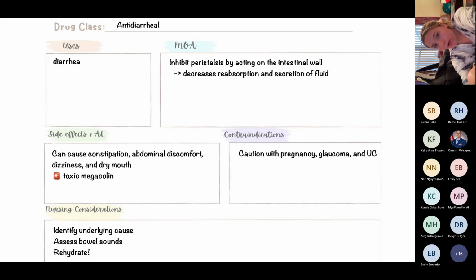Okay. Now, I have a question for you guys. What situations would we want to hold an anti-diarrheal? So when would we not want to give someone an anti-diarrheal? What do you guys think? You can pop it in the chat. When would we hold an anti-diarrheal? And this kind of goes into what we learned about a little bit earlier today.